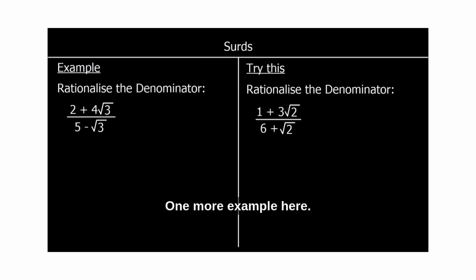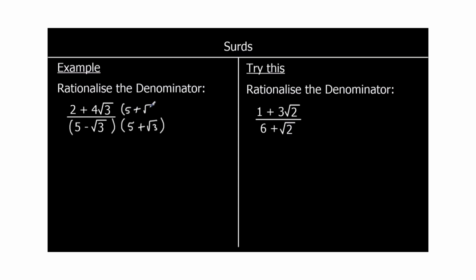One more example here. So it's a very similar question to the last one, just with a more complicated numerator. So here we've got 2 plus 4 root 3 over 5 minus root 3. So the process to rationalize the denominator is the same as the last question. So the denominator is 5 minus root 3. So we're going to multiply top and bottom by 5 plus root 3.